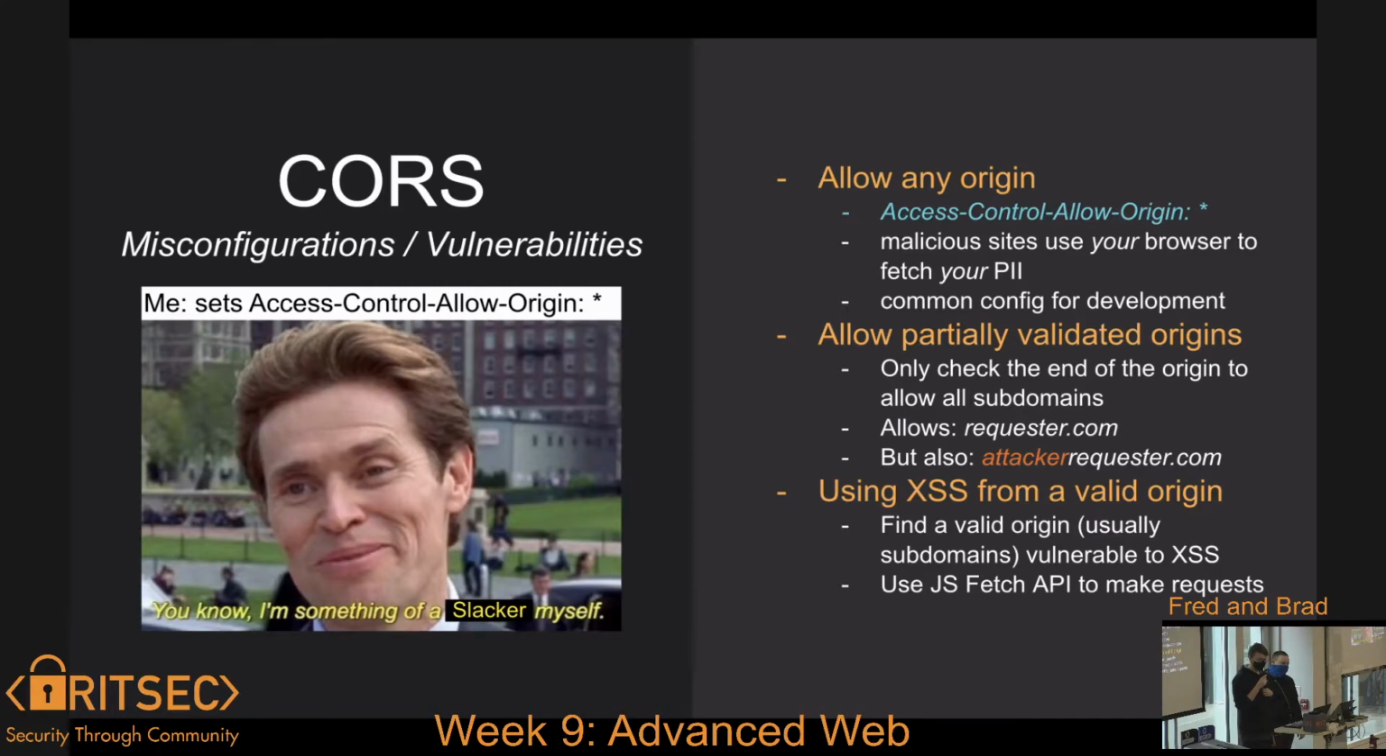Again, you can use cross-site scripting from a valid origin. So if you're able to do some script injection on a valid origin and then request to the backend, well, there we go. We can use the JS Fetch API, check MDN for more, to make requests to our backend and get some personal information.